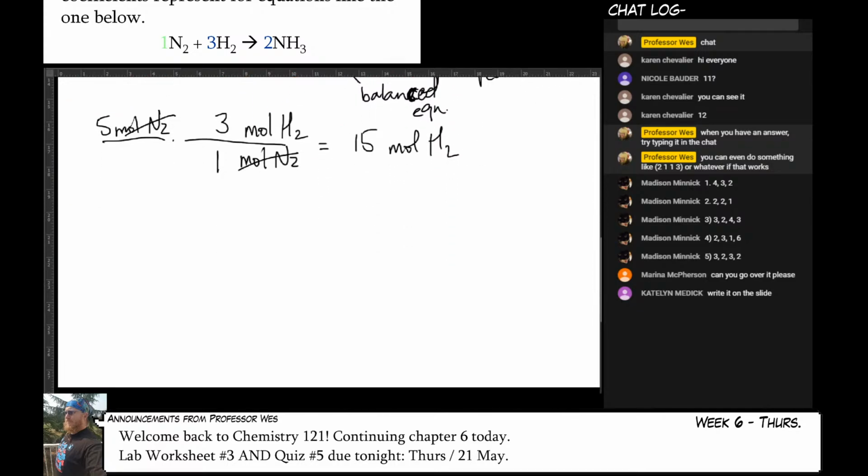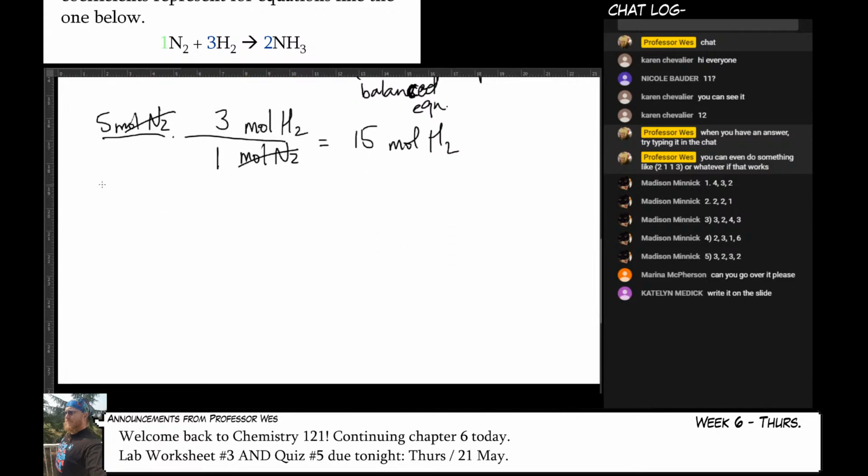So let's do another one here. So let's suppose I wrote this sentence instead. So now I want to do it in a different color here. For every N2 I use, I make 2 ammonia.